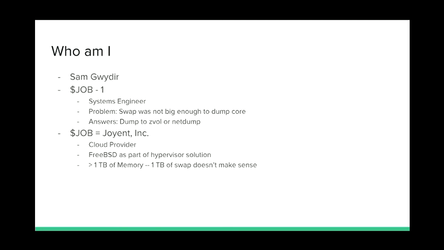So I was like, okay, how do you get a core dump with no swap? Well, you can dump to a zvol if you're using ZFS, and we were, or netdump. So that sort of started this odyssey.